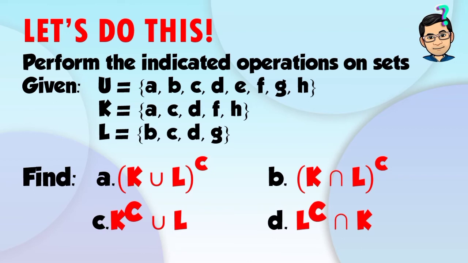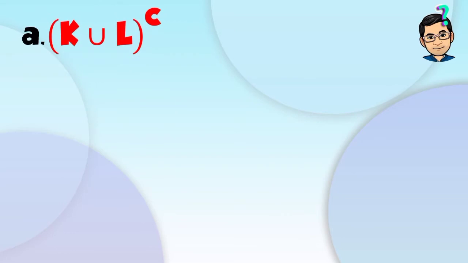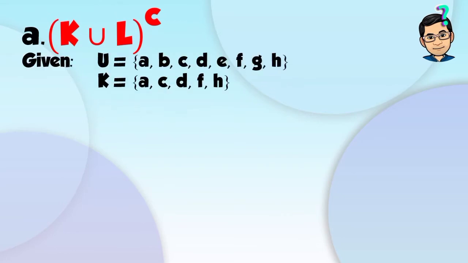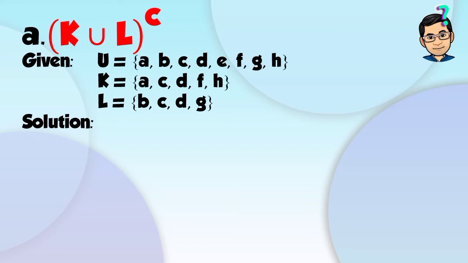So, start with letter A. Okay. So, paano babasahin ang given ng letter A? So, ganito ang pagbasa niya. The complement of the union of K and L. So, ang una muna natin gagawin is, ipaperform muna natin yung operation na nasa loob ng parenthesis bago natin kunin yung complement. So, let's have the first one.